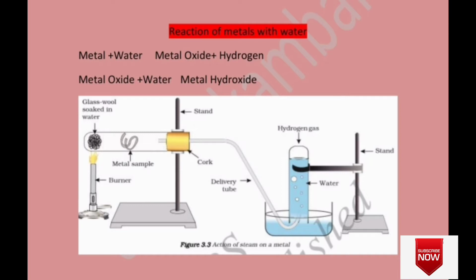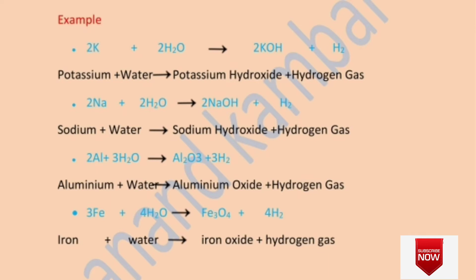So let's discuss the same metal reactions with water by taking some chemical reactions. In the case of potassium, potassium reacts with water to produce potassium hydroxide, and hydrogen gas is liberated. Sodium is a very reactive metal. When it comes in contact with water, it immediately catches fire. Sodium reacts with water to produce sodium hydroxide, and along with that hydrogen gas is released.